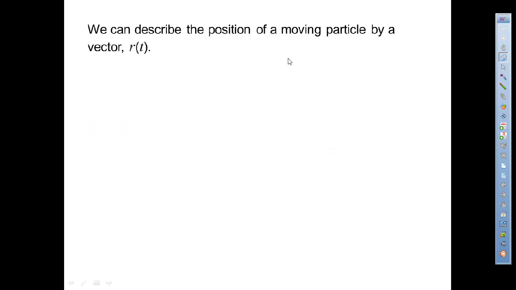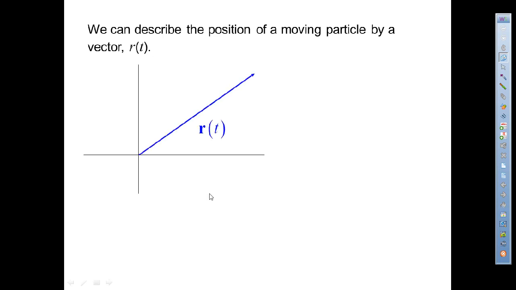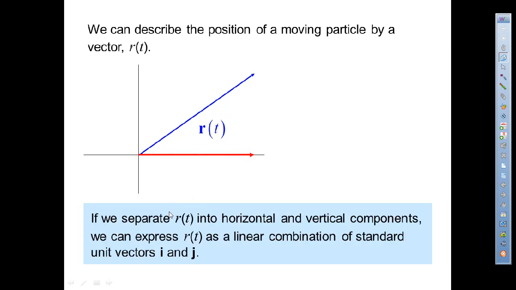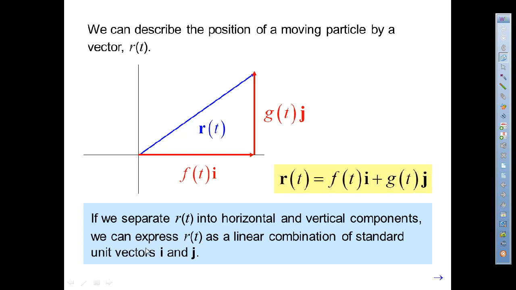Now, we can describe the position of a moving particle by a vector r of t, just a way that we could write it. And if we separate r of t into horizontal and vertical components, we can express r of t as a linear combination of standard unit vectors i and j. So we can call this one f of t i and g of t j.